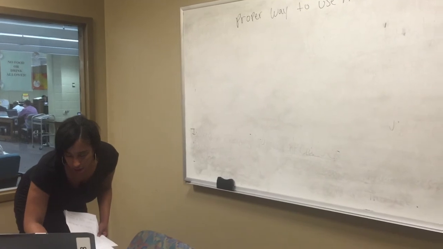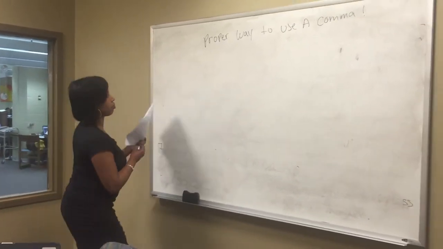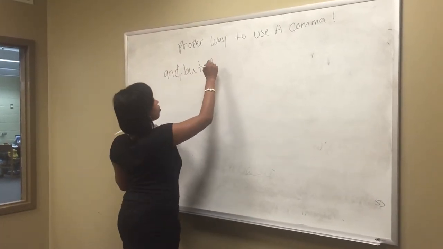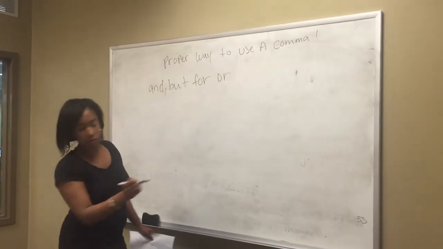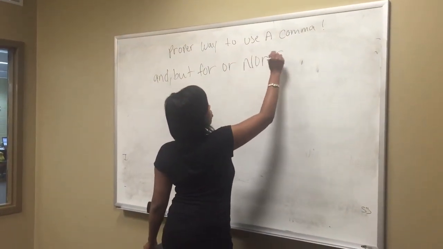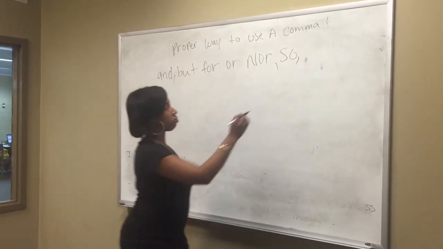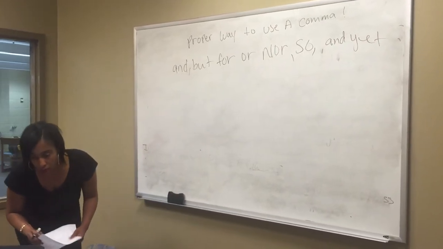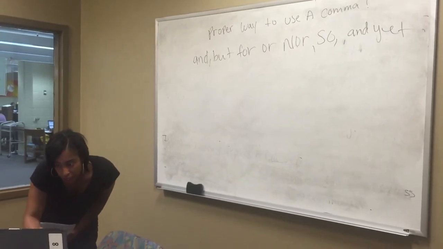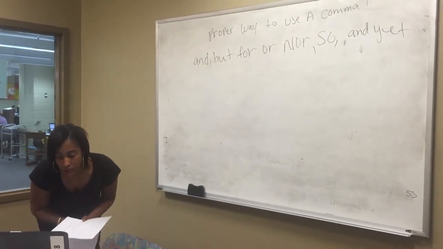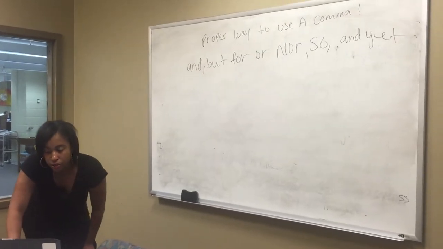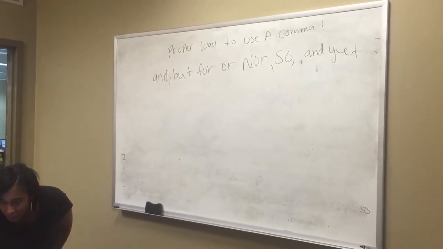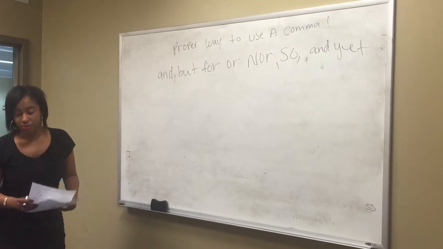Using a coordinating conjunction, you always use: and, but, for, or, nor, so, and yet. A coordinating conjunction is at the beginning of an independent clause. A coordinating conjunction is a word that you use to connect words, used at the beginning of an independent clause or independent sentence, which stands alone.